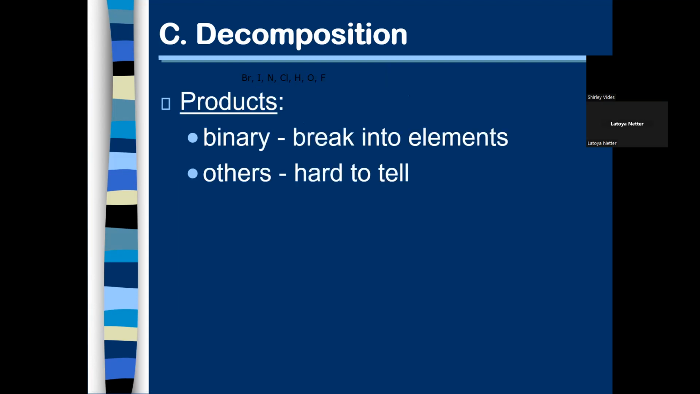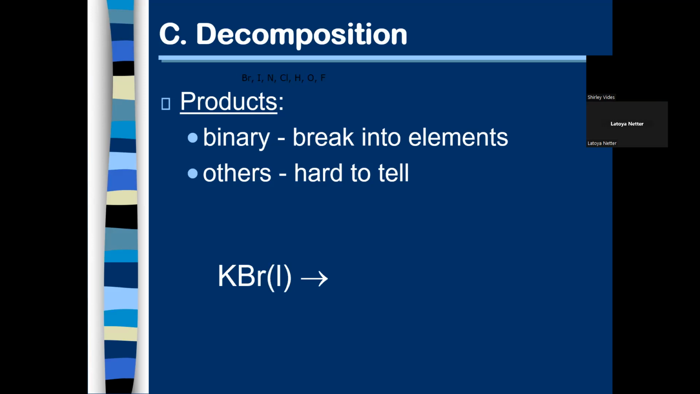And okay, so if you have a binary compound, that means all you have is two elements. They're going to break up into those two elements. Okay. If you have other things, they have their own rules, and it is hard to tell what they're going to do depending on what it is. So I can't tell you what is going to happen until I know the rules. So like a hydroxide will make into the metal oxide and hydrogen, for example. See, it's hard to know.